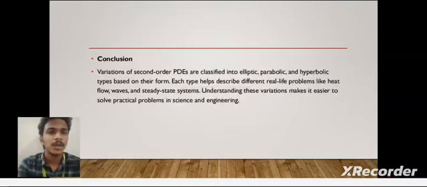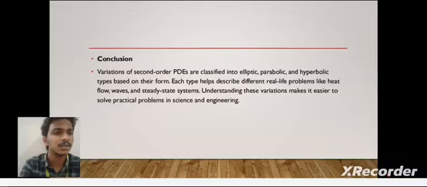Conclusion: variations of second order PDEs are classified into elliptic, parabolic and hyperbolic types based on their form. Each type helps describe different real life problems like heat flow, waves and steady state systems. Understanding the variations makes it easier to solve practical problems in science and engineering.